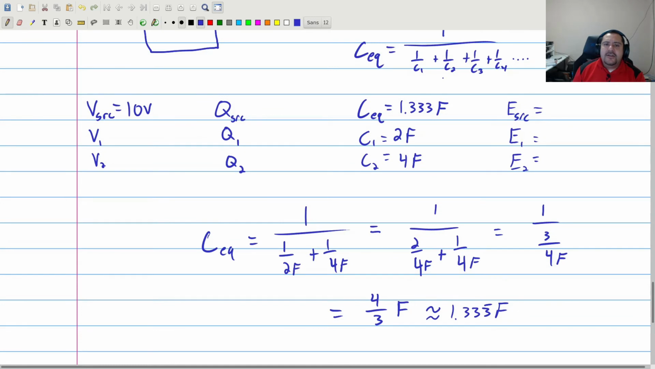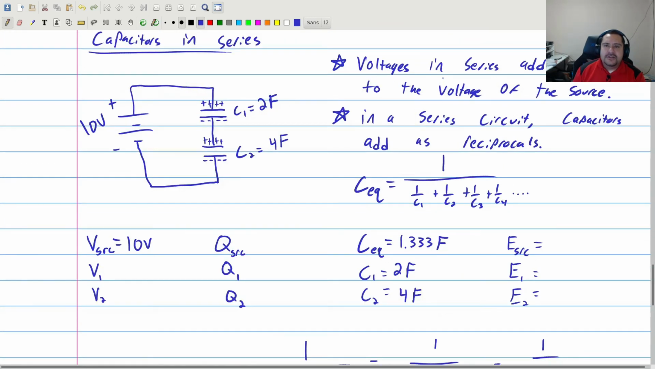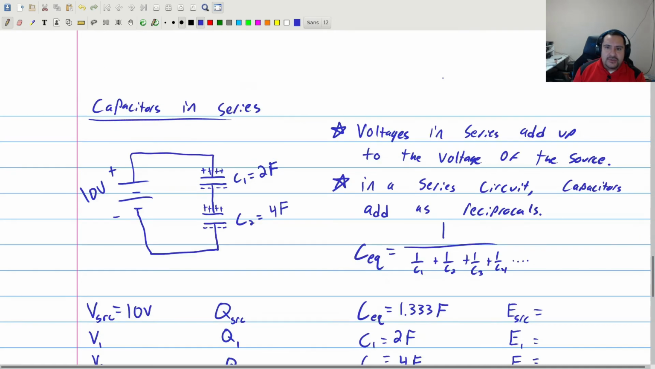Okay, there's another thing we should know about series circuits, and that is charges in a series circuit are going to be identical. So both of these capacitors are going to have the same charge, and it's going to be equal to what we call Q source. So once we find Q source, we will know what each of those charges is. Charges in series are the same.